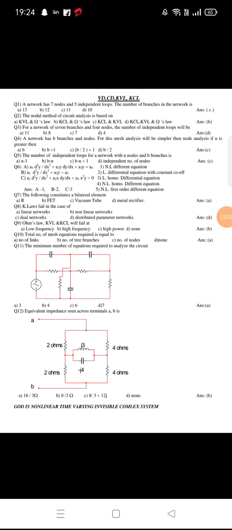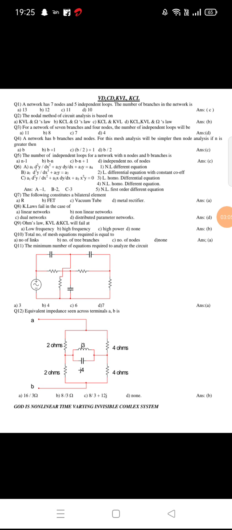Okay, next, question number 6. See here, option A is A1 into d square y by dx square plus A2 into y into dy by dx, right? The dy by dx term is multiplied with either x or y, so that is a non-linear differential equation. Option 1. Next, second option B: A1 into d cube y by dx cube plus A2 into y is equal to A3.